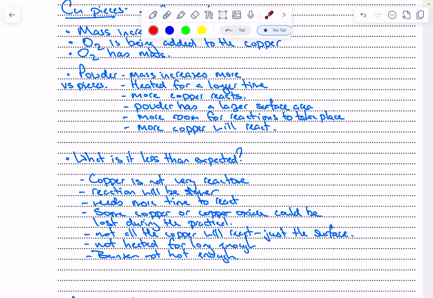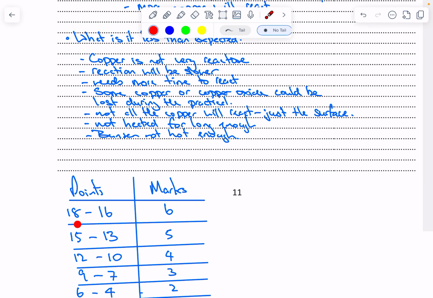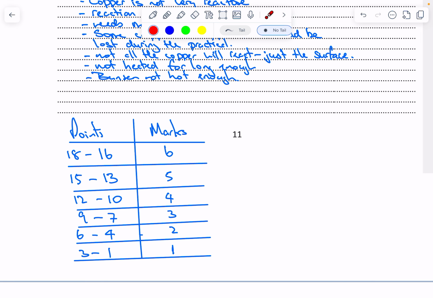Each of these is a little bullet point. I've counted them up and there are 18 bullet points in total. So in terms of getting your mark, all you need to do is work out how many bullet points you got, and that equates to your mark. So for example, if you got over 16 points, you got yourself 6 marks in that particular question.